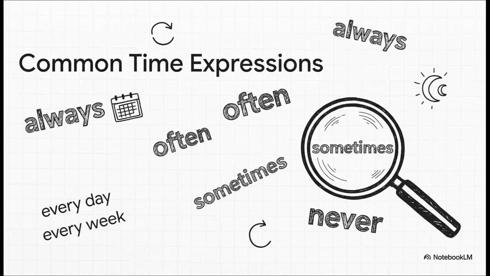But before we do, here's a useful little tip. Keep an eye out for these signal words. When you see words like always, often, or every day, it's a huge clue, like a big flashing sign, that you probably need the present simple. They all signal routine and habit.